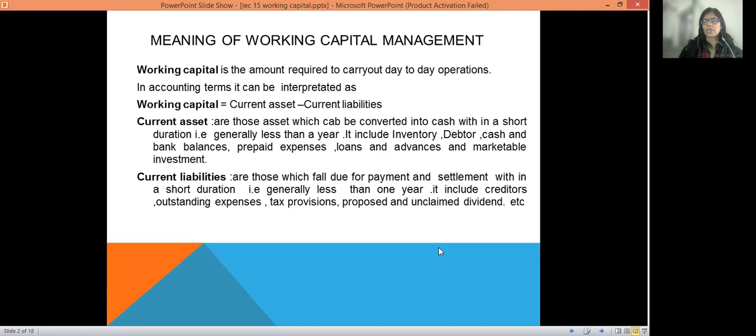So it includes creditors, outstanding expenses, tax provisions, proposed and unclaimed dividend. All are short-term liabilities. That's why they are considered in current liability. So that is all about the basics of working capital. Now let's move on to the next slide.